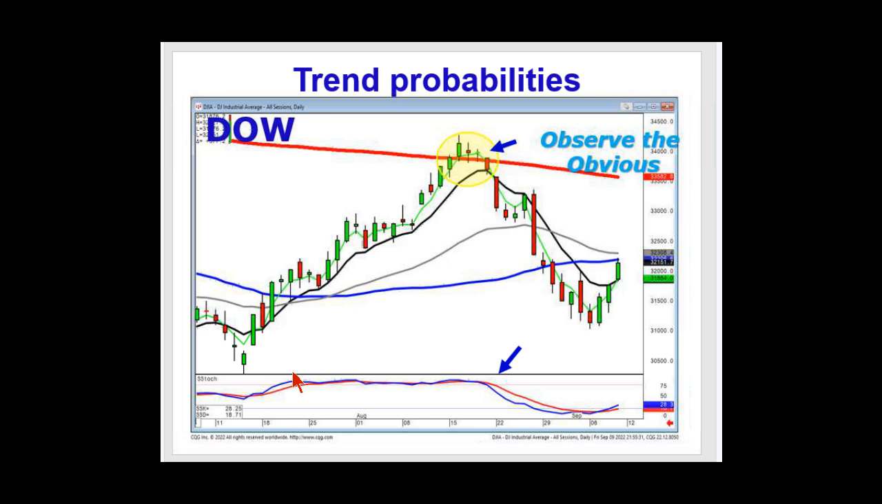Okay, how's that? All right, so this is what I call observe the obvious. You're in the overbought area, and you're starting to see indecision. That bearish doji harami was our first clue.